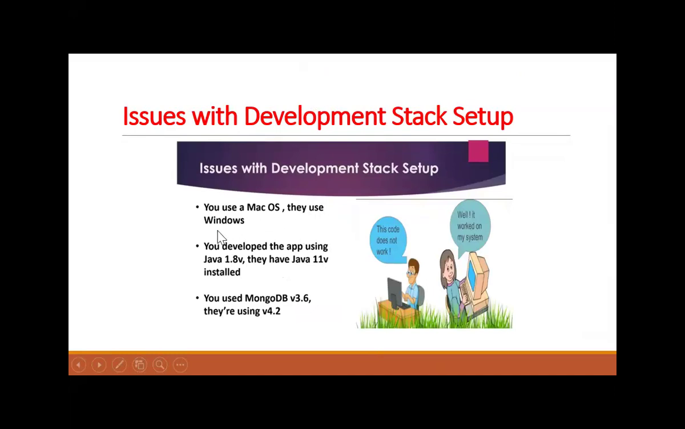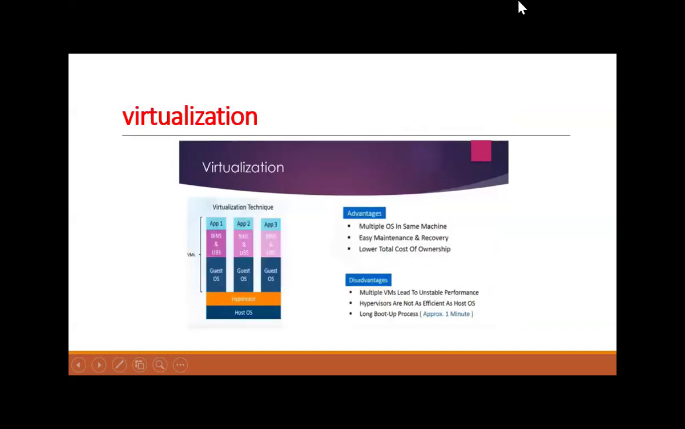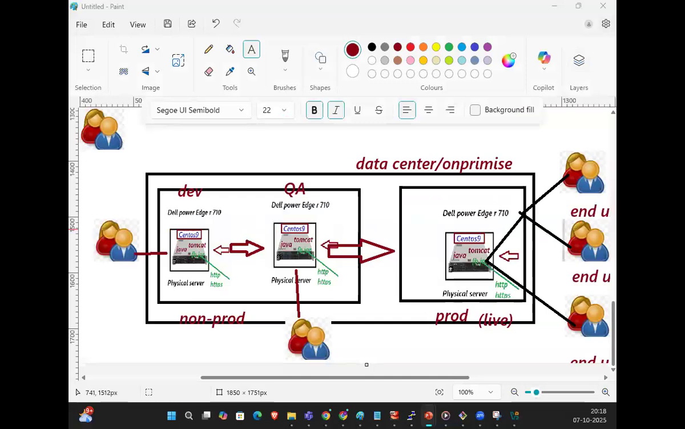You use macOS, they use Windows. You developed the app using Java and they have a different Java level installed. You use MongoDB 3.6, they are using MongoDB 4.2. So this code does not work. It worked on my system, they are saying. So we need to install the same version of the software, right?